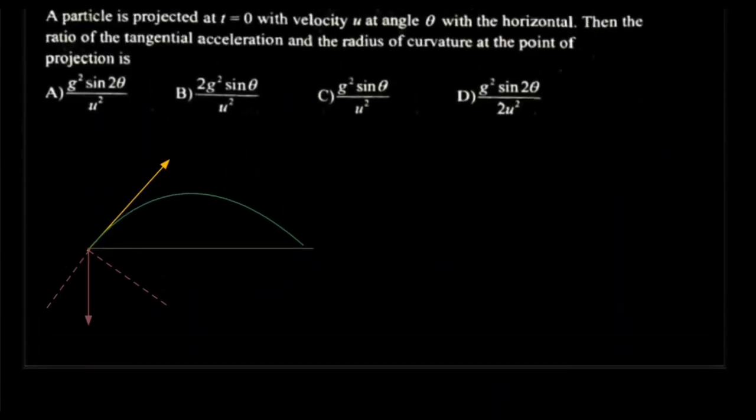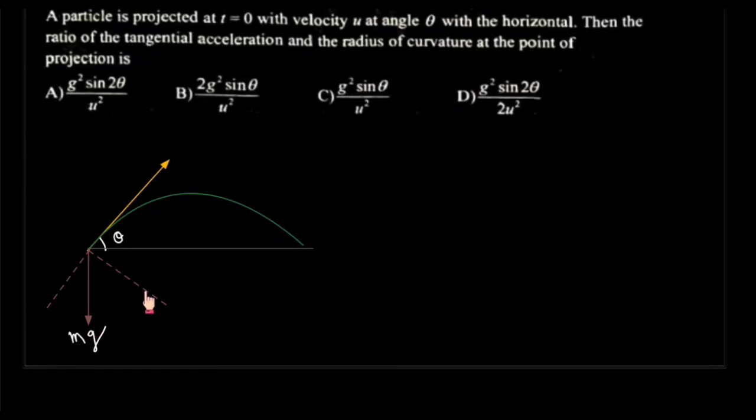Easy one. Next. A particle is projected at time t equal to 0 with velocity u at an angle theta with the horizontal. Then the ratio of the tangential acceleration and the radius of curvature at the point of projection is, right? This is again an easy question. Let's say this angle is theta here, and gravity will be acting in the downward direction, or weight will be acting in the downward direction.